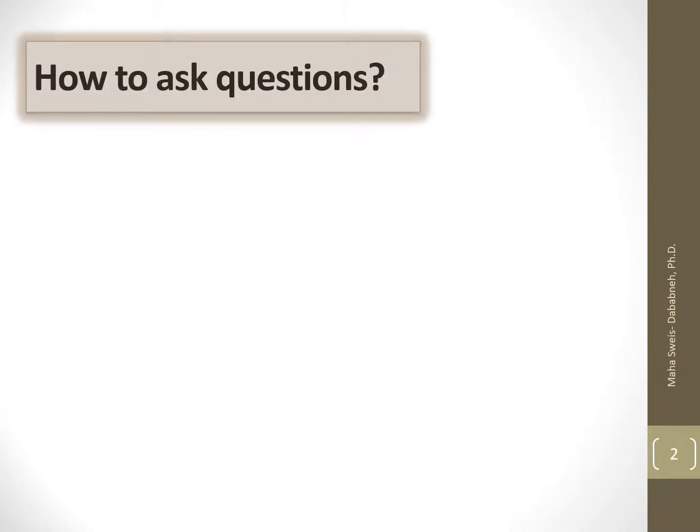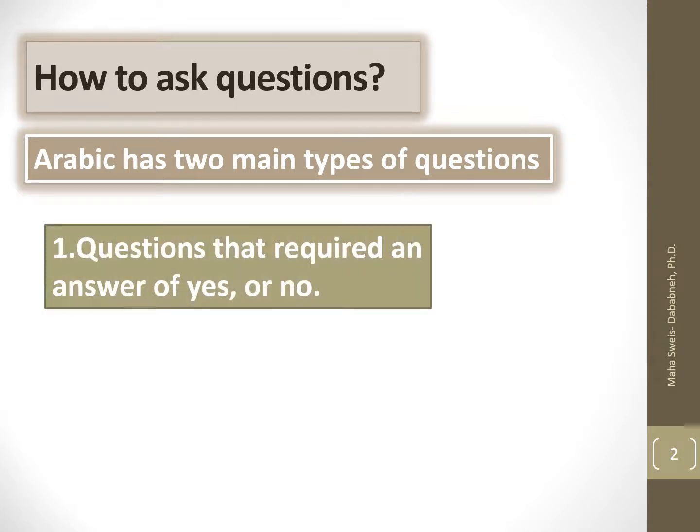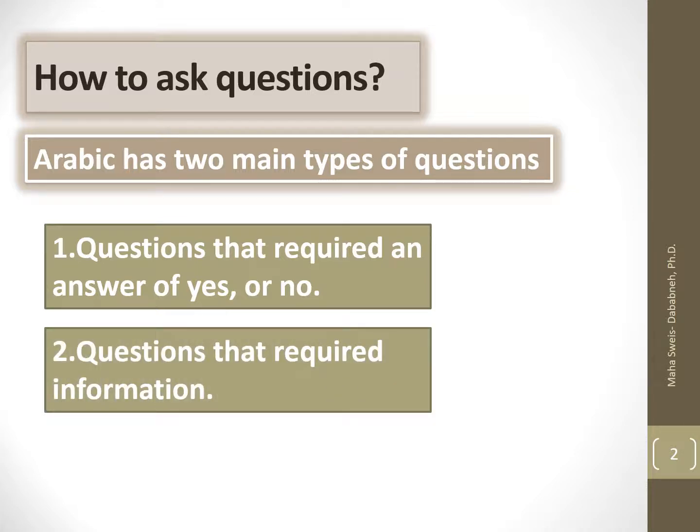In Arabic language, we have two types of questions. The first group of questions is when you are asking questions that require an answer of yes or no. So you are not requesting or requiring information. You are expecting a yes or no answer. And the second group is the questions where you are requiring some information, you are asking for some information. Let's get started with the first group, questions that require an answer of yes or no. That means you are not requesting information.